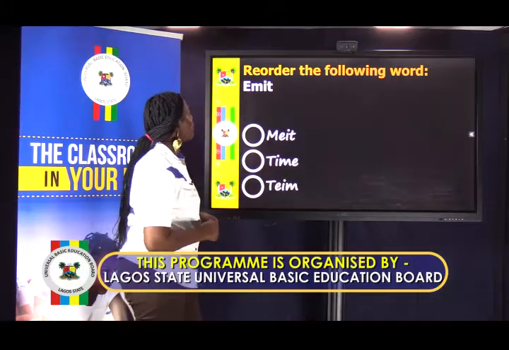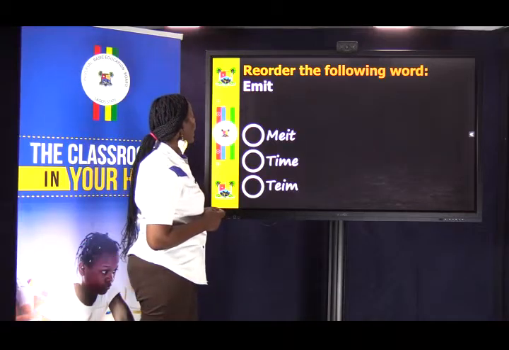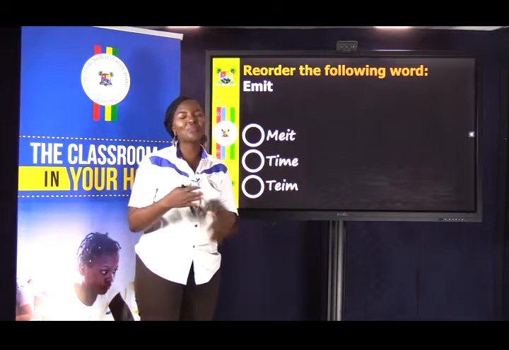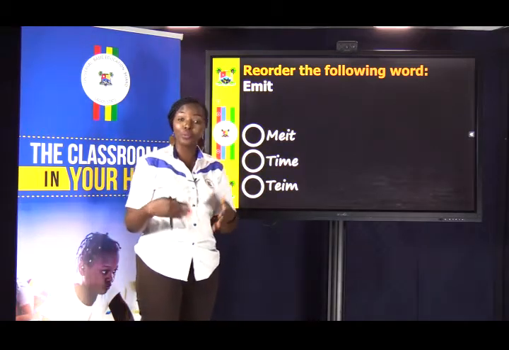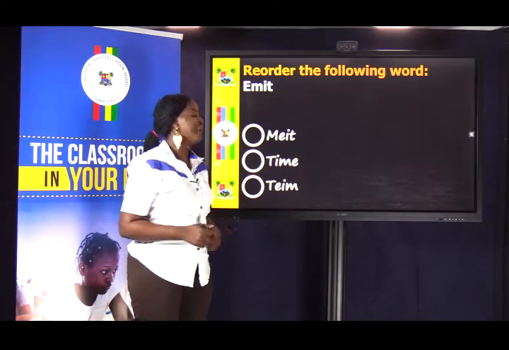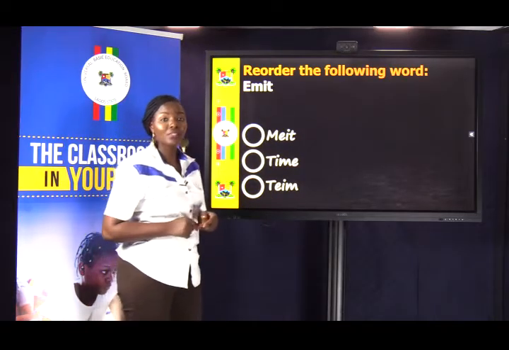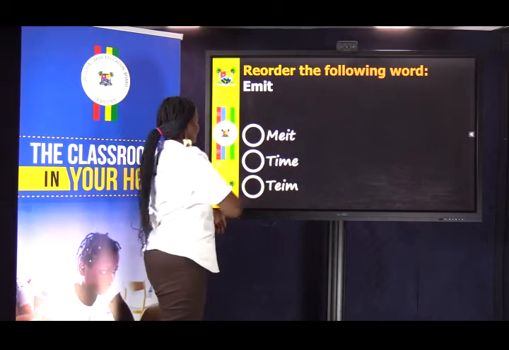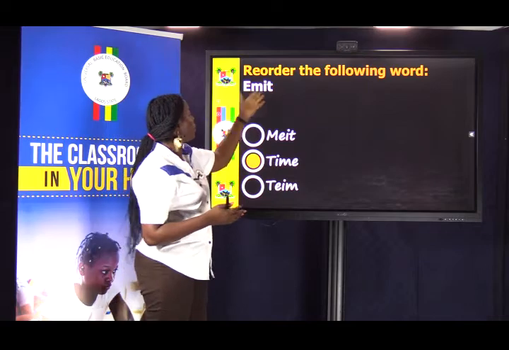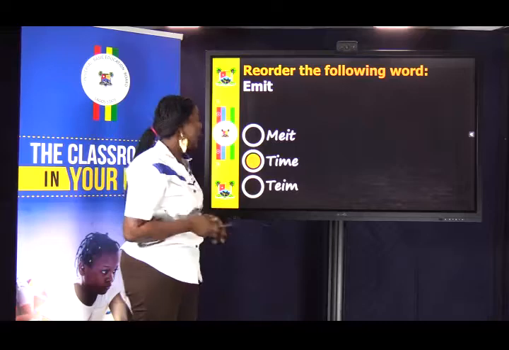Okay, we move. Reorder the following word. Emit. Okay. If you are to reorder that, you recall I said another word we can use for reorder is rearrange. And of course, while rearranging or reordering, it has to make sense, the same way the first word made sense. So when we rearrange emit, what do we have? Oh, you've chosen your answer. Time. And it doesn't necessarily mean the word at the back comes to the front or the one in the front comes to the back. It just has to make sense while reordering.